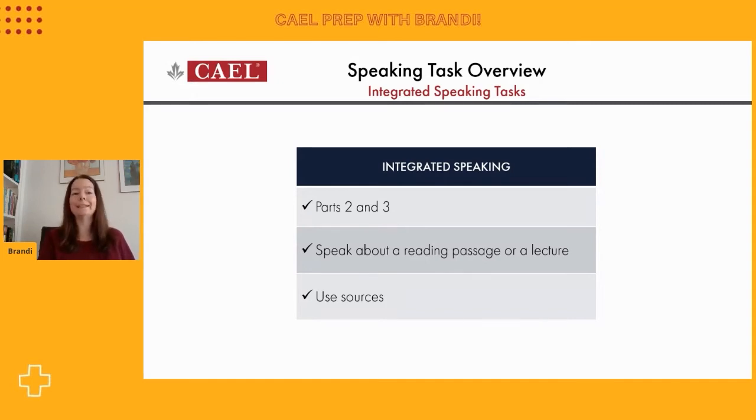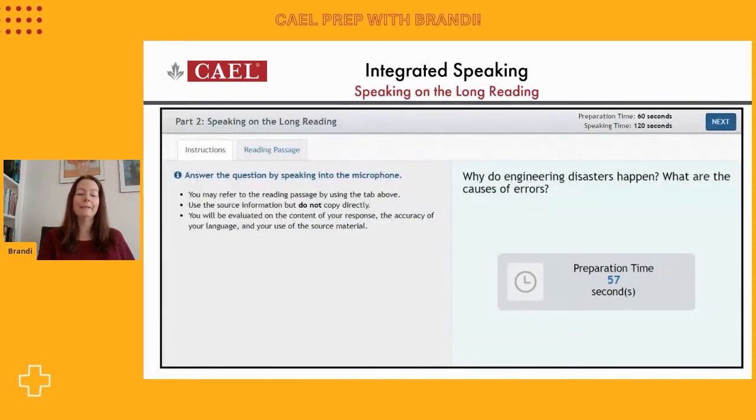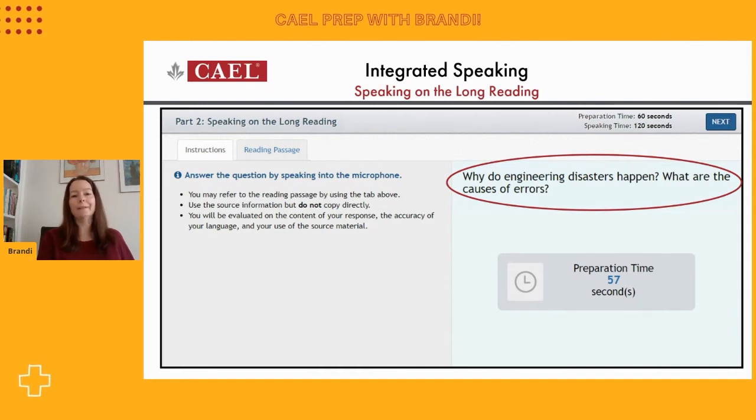And as a matter of fact, that's partly where your score will come from, based on how well you're able to do that. So again, let's look at a couple examples of past test questions, just to get us thinking about what's involved here. So your question's in the same location on the screen. It says, why do engineering disasters happen, and what are the causes of errors? So on this part of the test, I guess the test takers would have read all about engineering. They would have answered questions all about that. Then they would have answered this question. So you're already quite familiar with the content.